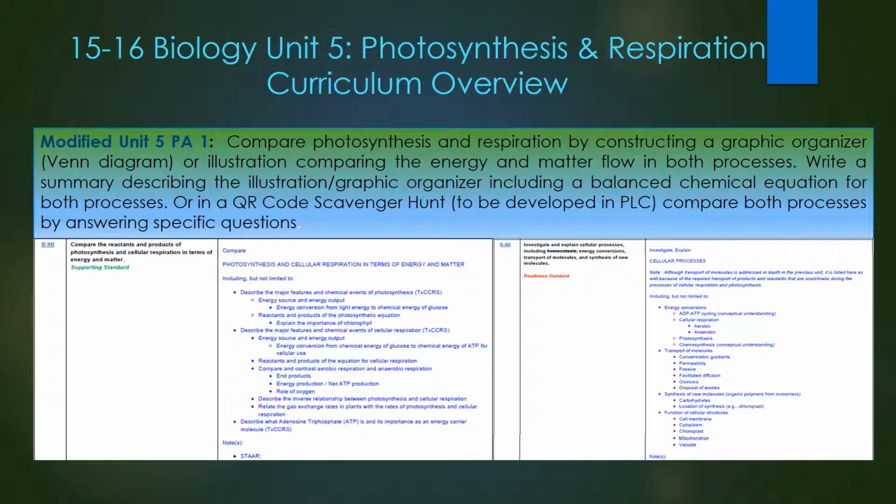Unit 5 PA1 has a number of SEs that can be chunked in here, which are also presented in the previous sections of this PowerPoint presentation. However, we're focusing on B.9B and B.4B at this moment in the presentation. Compare the reactants and products of photosynthesis and cellular respiration in terms of energy and matter, which is a supporting standard. For our readiness standard, investigate and explain cellular processes, including energy conversions, transport of molecules, and synthesis of new molecules.